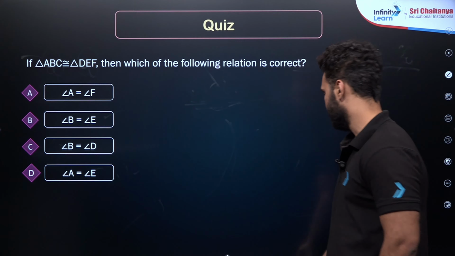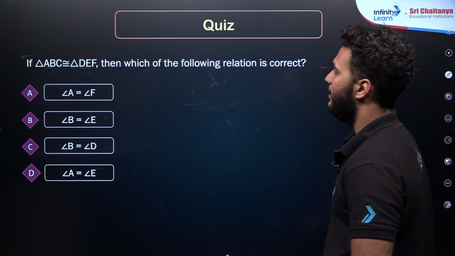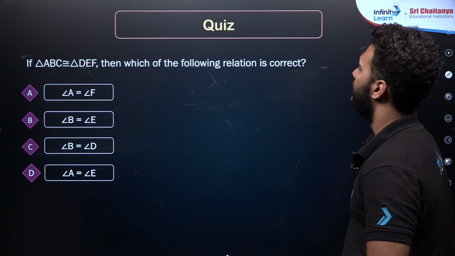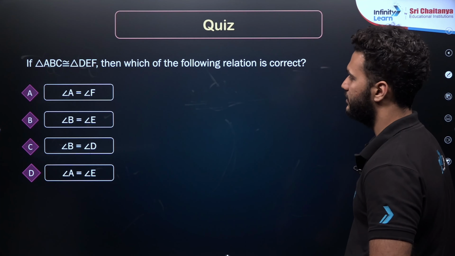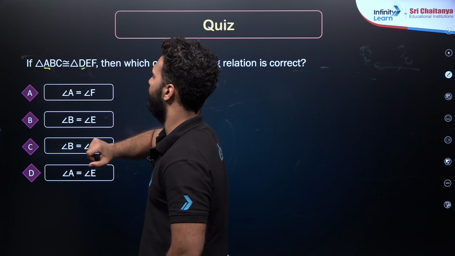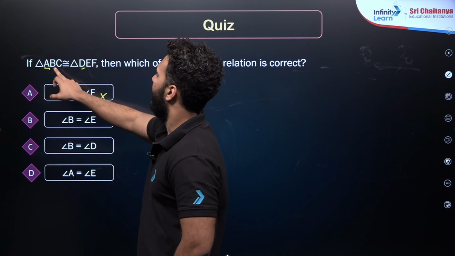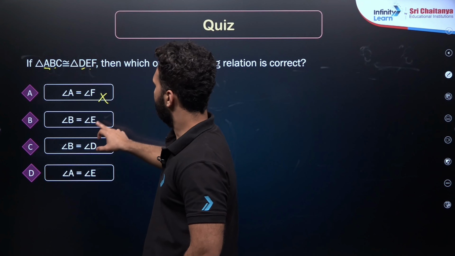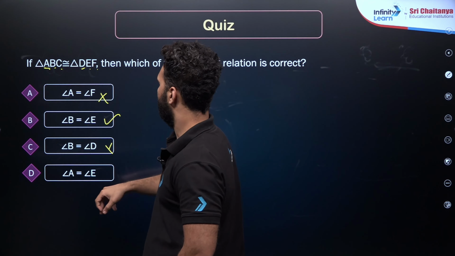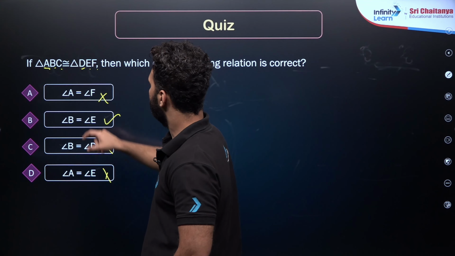Okay, let's go for the next. If triangle ABC is congruent to DEF, then which of the following relations is correct? Sir, angle A should be equal to angle D. This is wrong. Angle B should be equal to angle E. This is right. Angle C is equal to angle F. This is wrong. And this is also wrong.